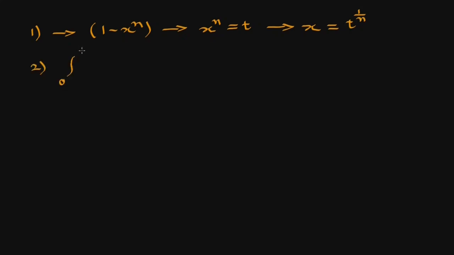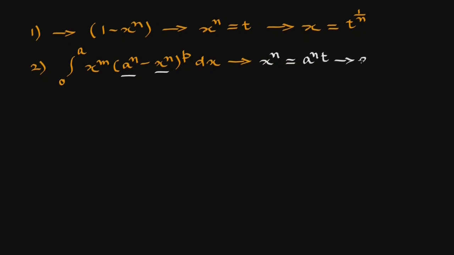In general, we can say that number 1, if the integral involves 1 minus x raised to n, then we can substitute x raised to n equals t, so that x becomes t raised to 1 upon n. Number 2, if the integral is of the type from 0 to a of x raised to m into a raised to n minus x raised to n, raised to p dx, then we can substitute x raised to n equals a raised to n t, so that x becomes a t raised to 1 upon n.